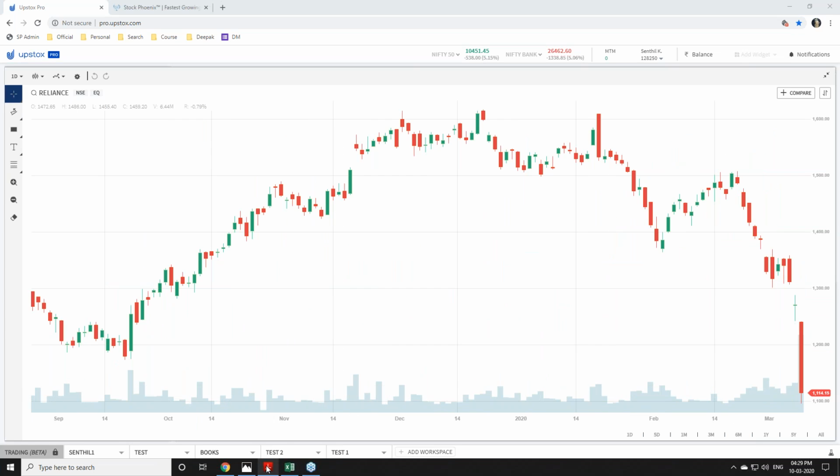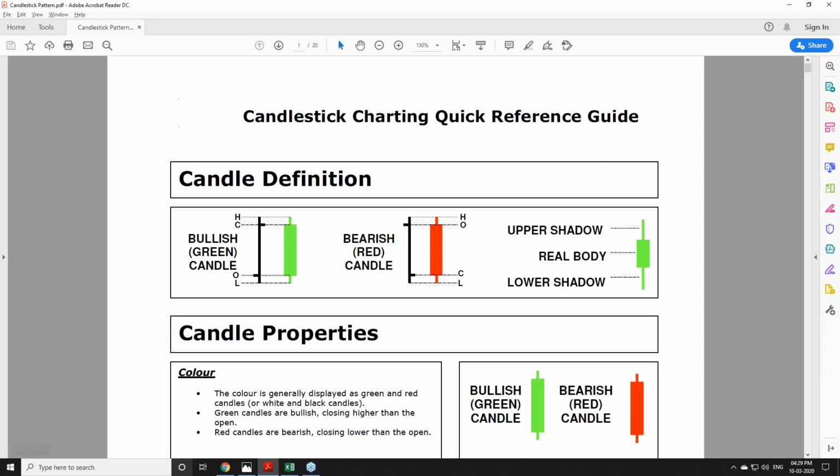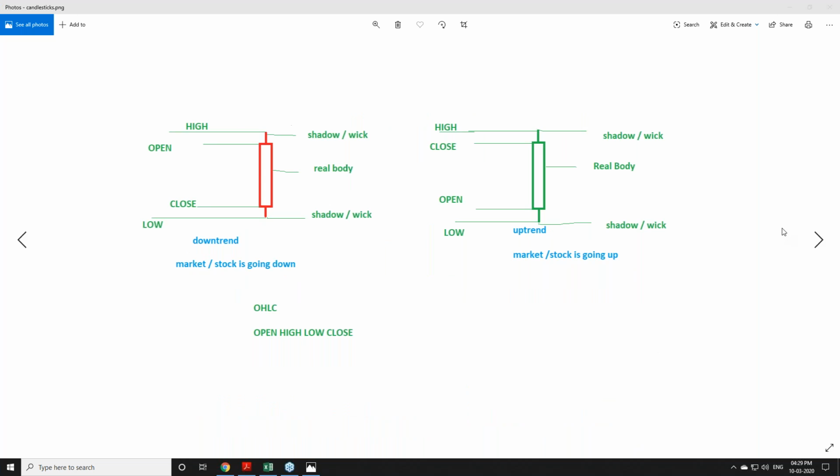So coming back, candlestick properties. So properties of candlesticks. That is very, very important.